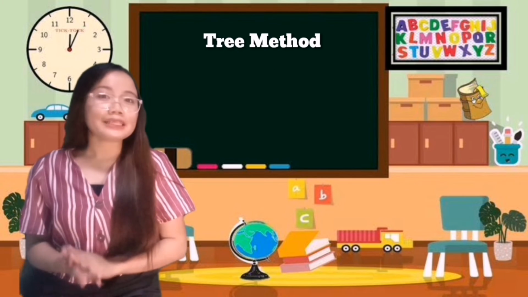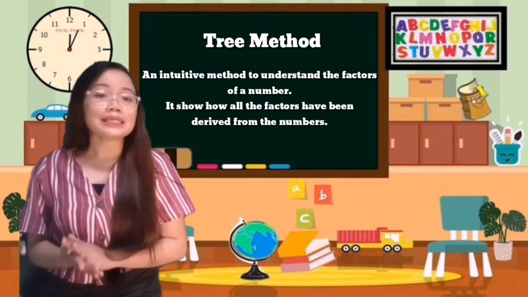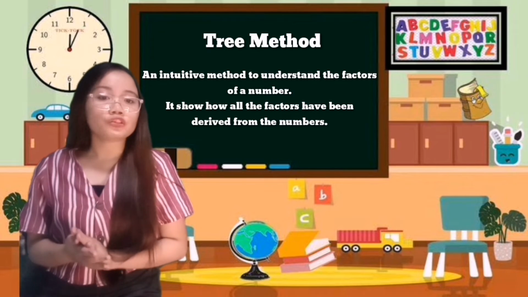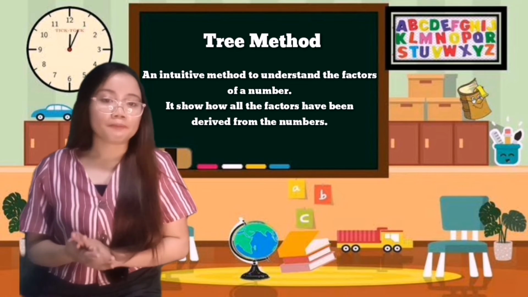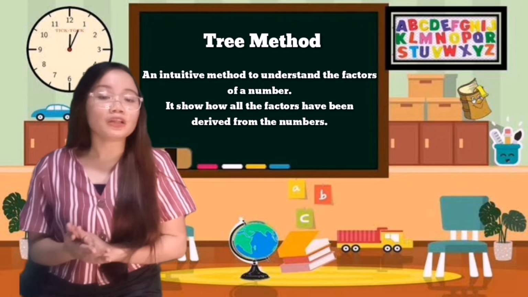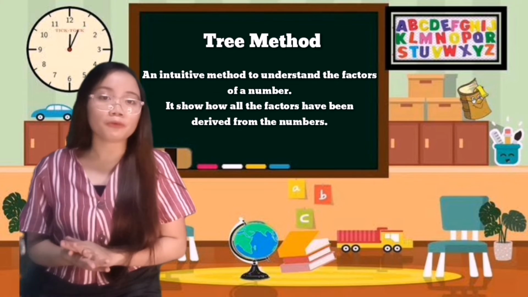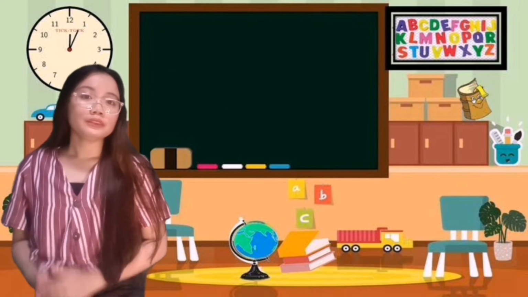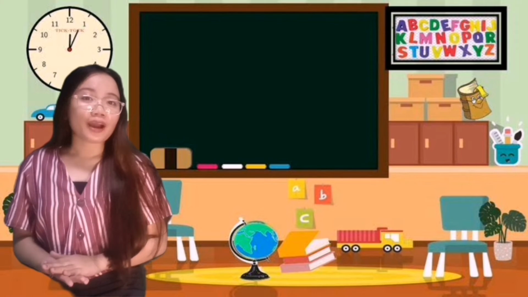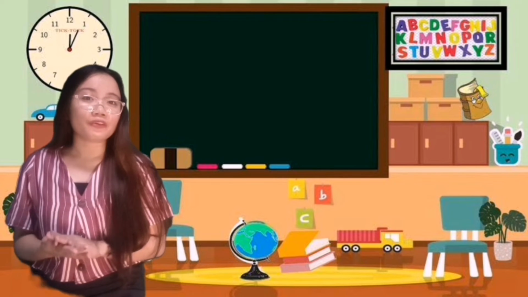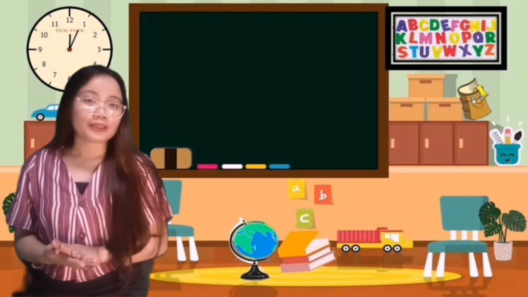The next method is the tree method. Tree is an intuitive method to understand the factors of a number. It shows how all the factors have been derived from the number. Now, let us try to find the GCF of 36 and 48 using the tree method.